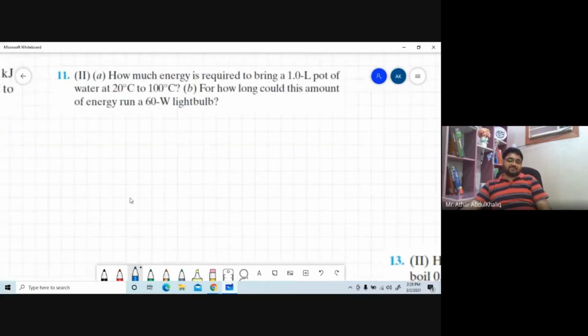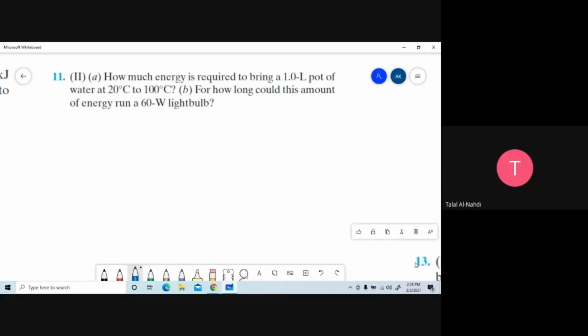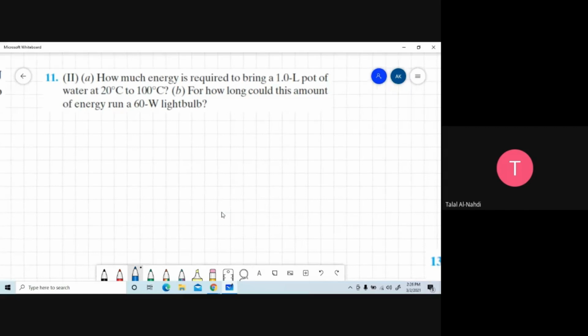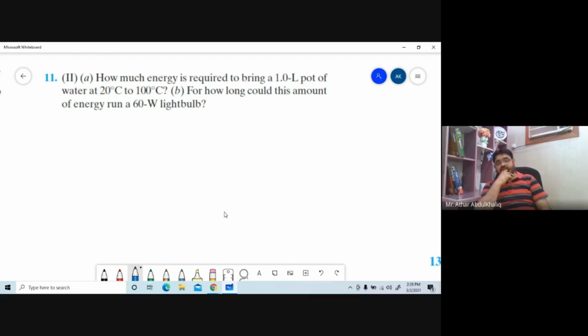Can you read the question, please? Question number 11. How much energy is required to bring a 1 liter pot of water at 20 Celsius to 100 Celsius? The first part A is you have a pot. What is the pot mass? Did they give us the mass of the pot?